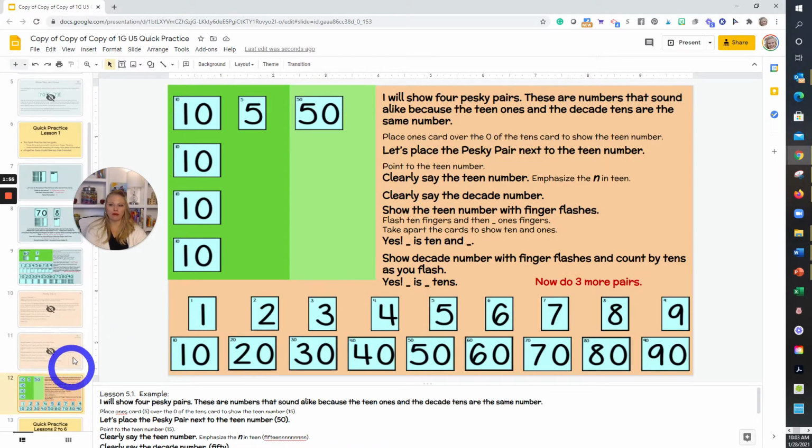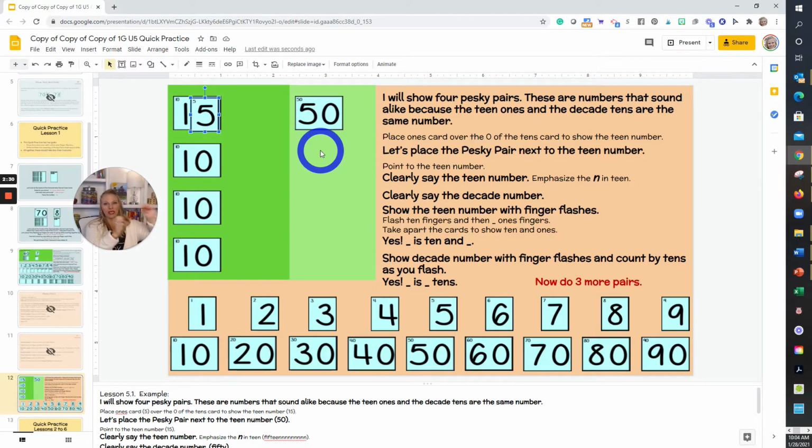Then we get to our pesky pairs, and I might say, we're going to clearly say this number. Boys and girls, 10 and 5 make, and I'm going to move them together, and they would say 15. Everyone say the number again. 15. Let's finger flash 15. 10 and 5 make 15. Boys and girls, say this number. 50. Boys and girls, 50 is 5 tens. Let's finger flash 50. 10, 20, 30, 40, 50.